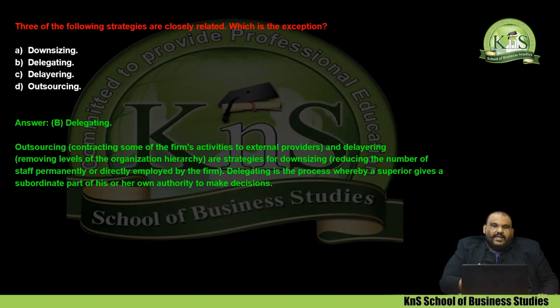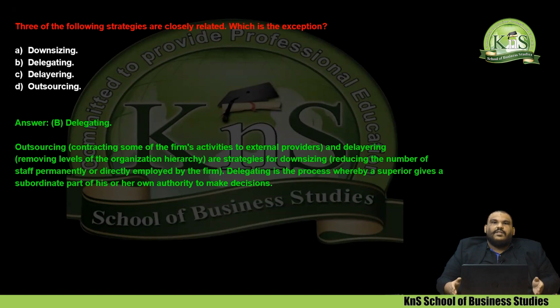Now, what makes downsizing, delayering, and outsourcing so similar? Downsizing and delayering: removing management and removing workers. Delayering, removing the management levels, and downsizing, removing the workers. Both of them are very closely related. And outsourcing is when I have given my task to some other person to complete it. So I don't need people in my own business to do that task, right?